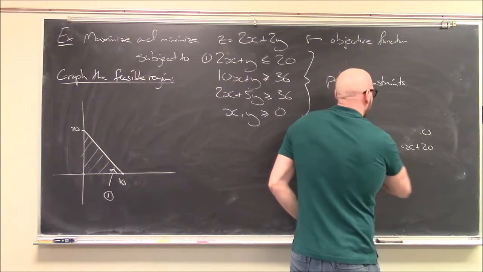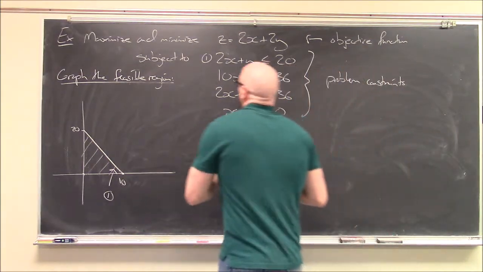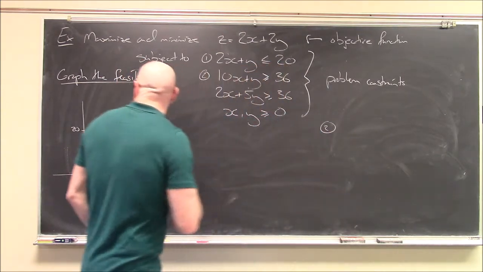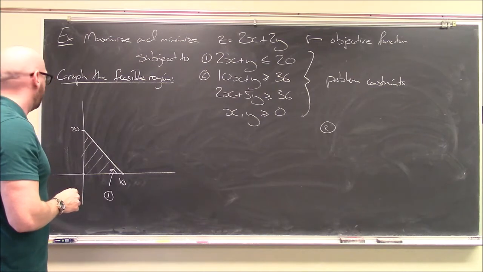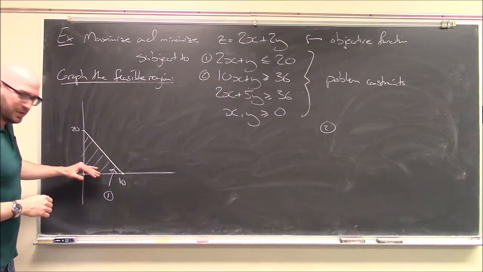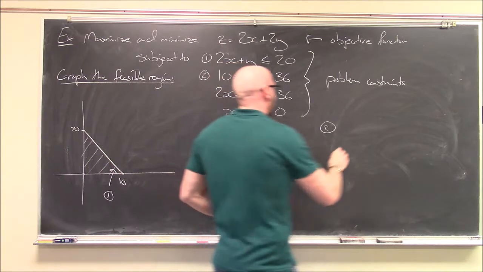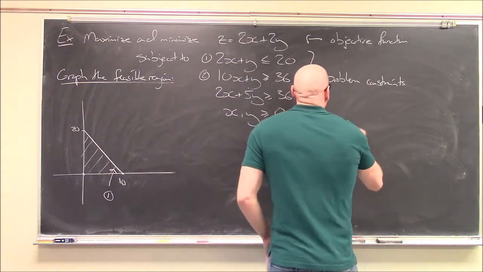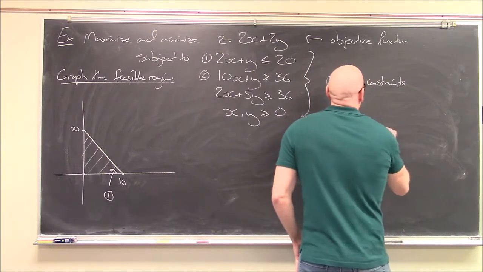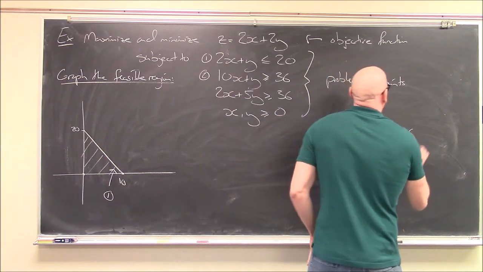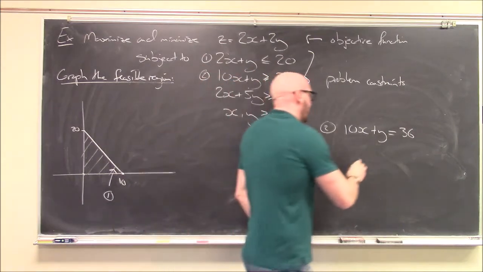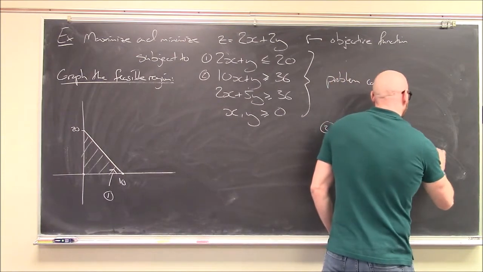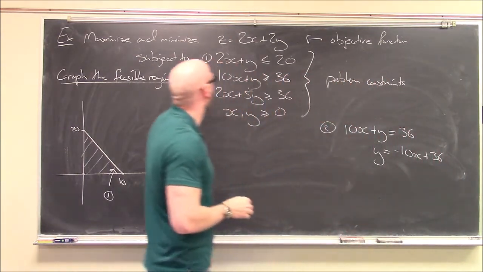Now we'll work with equation number 2. Oh boy, I think I'm probably going to have to redraw this, but we'll keep going here. Not because it's wrong, just because the scale is going to be all messed up. We've got 10x plus y is equal to 36 to get our boundary line. That means y is equal to minus 10x plus 36.